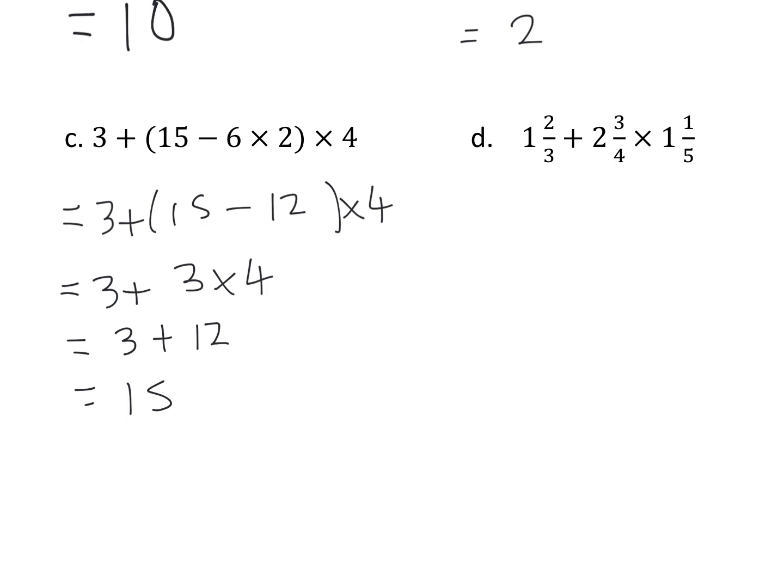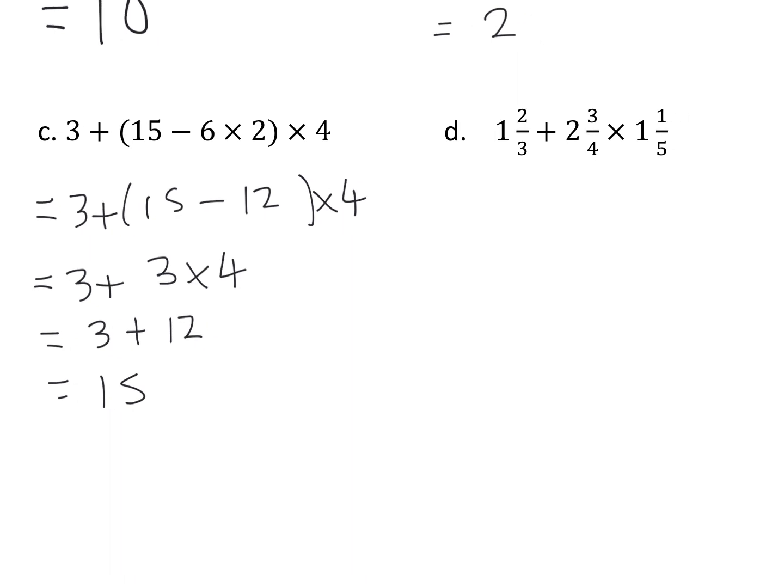And then the last one, just a bit of work here because it's in fractions, so I would make this all improper first. 1 times 3 is 3, plus 2 is 5. So 1 2/3 is the same as 5/3. 2 3/4, 2 times 4 is 8, plus 3 is 11. So 2 3/4 is the same as 11 quarters. And multiply that by 1 1/5. 1 times 5 is 5, plus 1 is 6.